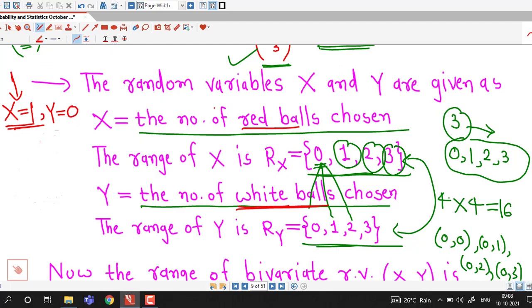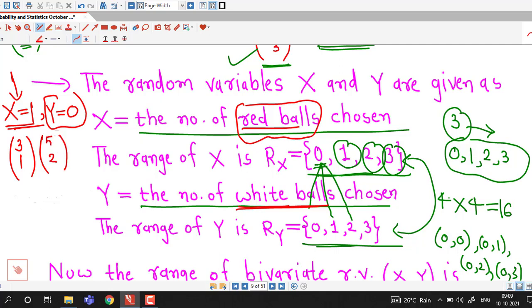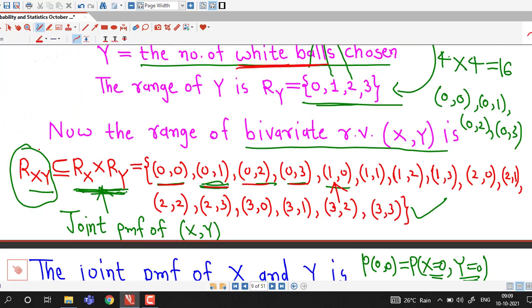So X equal to 1 means we have to select 1 red ball out of 3 red balls, so that we can do in 3C1 ways, and there is no white ball because capital Y is 0. So the remaining 2 balls must come from the total 5 blue balls. So X equal to 1 and Y equal to 0. Outcomes in favor of this event are 3C1 into 5C2.